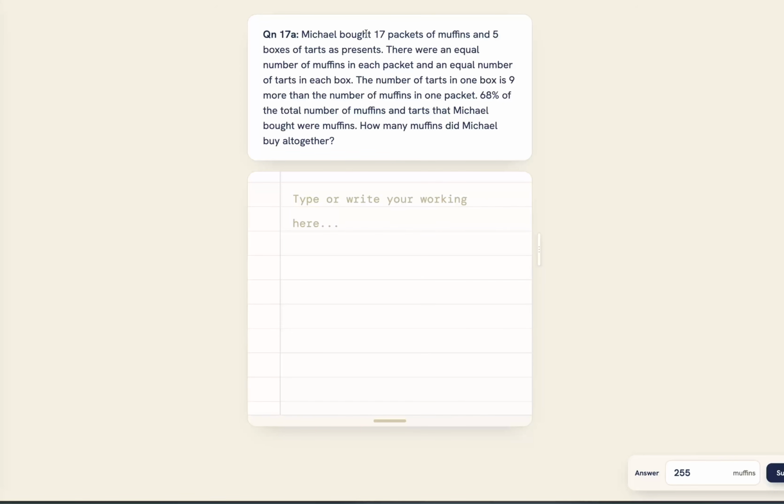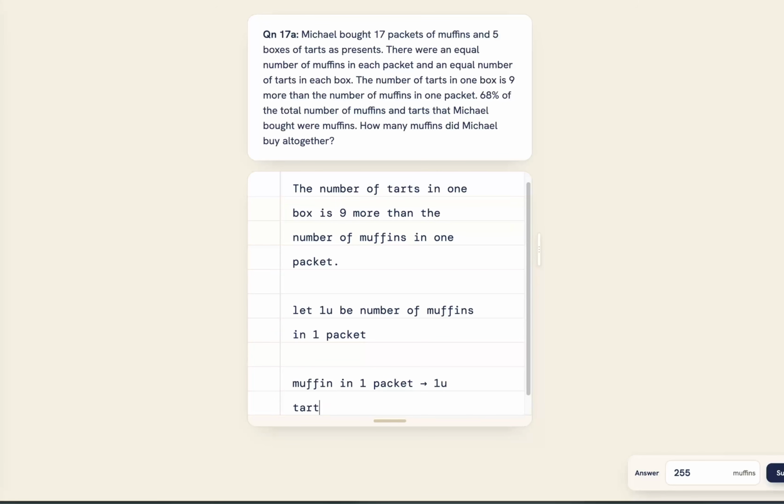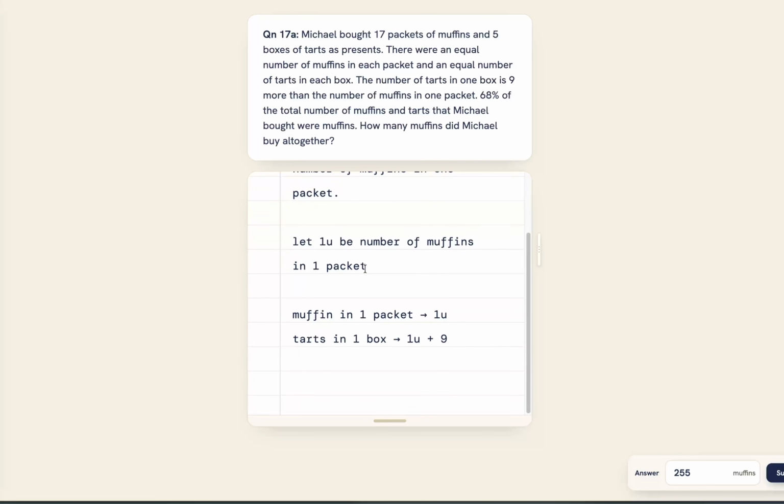So from the question, it says Michael bought 17 packets, but the more interesting one is the number of tarts in one box is 9 more than the number of muffins in one packet. So what we want to do is let one unit be the number of muffins in one packet. So therefore, muffins in one packet will be 1 unit, and then tarts in one box equal to 1 unit plus 9. Pretty straightforward. So the next thing is, we know this thing here, which is 68% of the total number of muffins and tarts Michael bought were muffins.